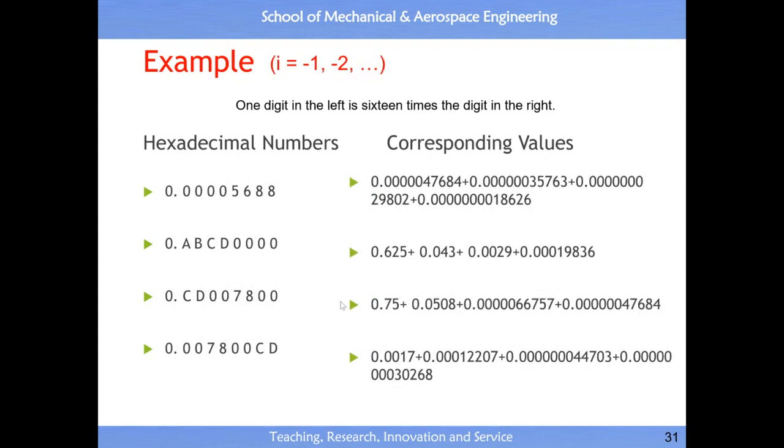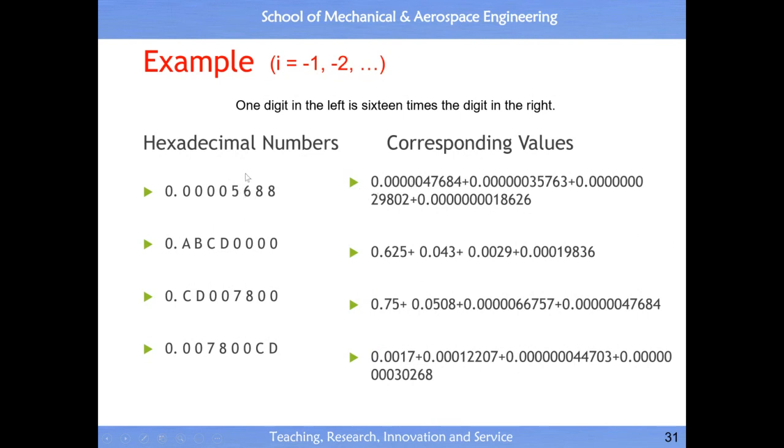Okay. Then how about the representation of a fraction in a hexadecimal number? It's the same as this. Here I just show you some examples. The value from this digit should be equal to the value of the digit itself times 16 raised to the power of the position of this digit. For this digit, its position is negative 1, 2, 3, 4, 5. So it's negative 5. So it's 5 times 16 raised to negative 5 to get this value.